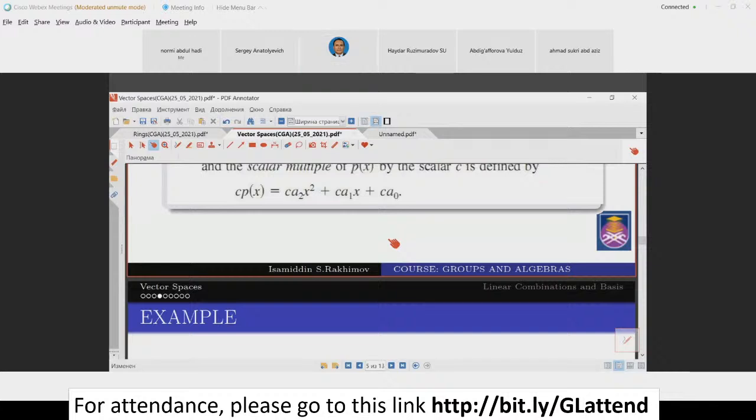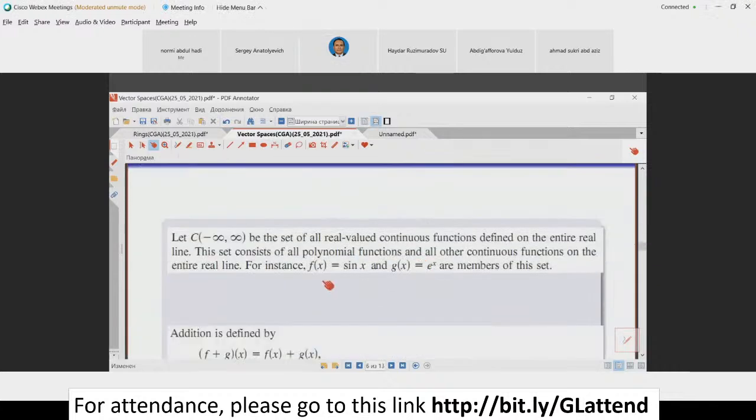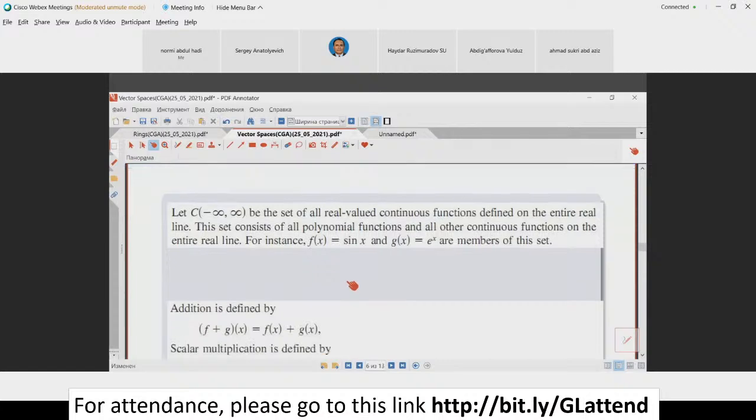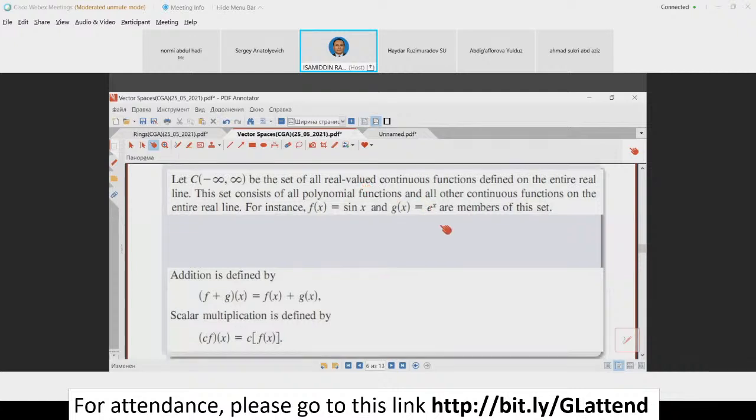Okay, then let us consider another example. C(-∞, +∞). By this, we denote the set of all real-valued continuous functions defined on the entire real line.